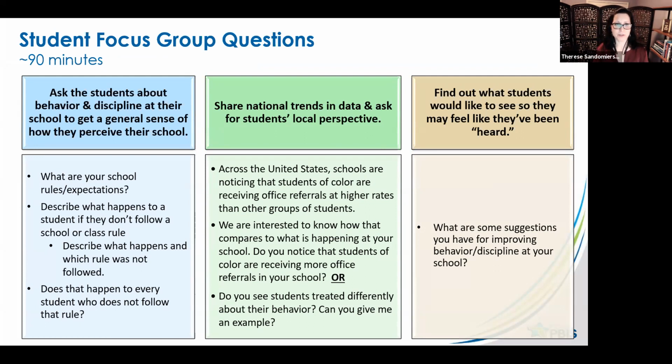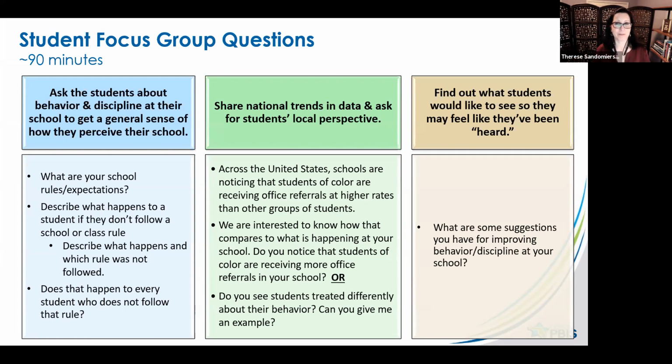We would have to tailor the language a little bit so that it was developmentally appropriate for different students. We would generally start off by asking the students about behavior and discipline at their school, kind of get a general sense of how they perceive things. Actually backing up, we would also have an icebreaker with the students, because they were really not sure why this white lady was pulling them out of class or pulling them out of specials to talk about discipline.